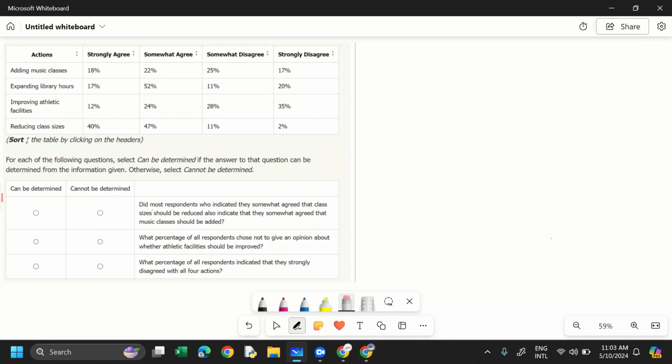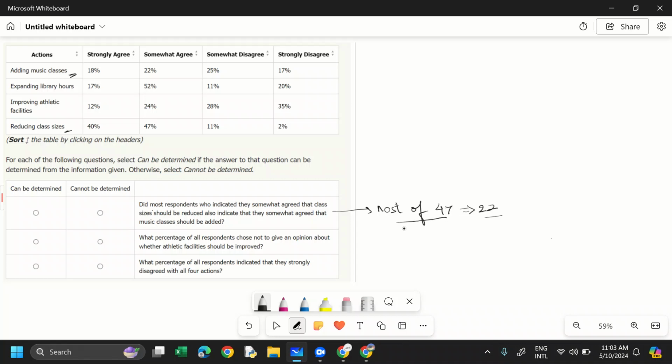So the two actions which we are comparing are adding music classes and reducing class sizes. Reducing class sizes is 47%. So basically we are talking of, did most of these 47, and we can take 47% as 47 because the number is exactly 100, also somewhat agree to adding music classes? Now there we have 22 of them. So for most of 47, we can kill the question here itself.